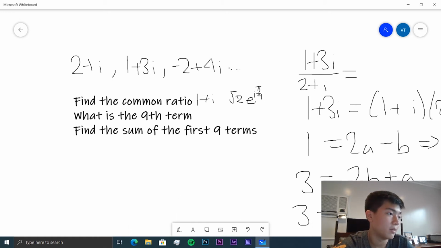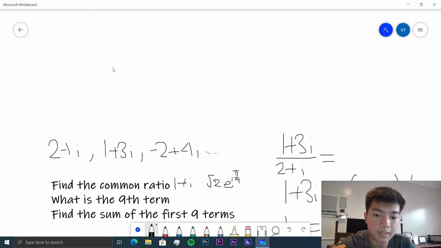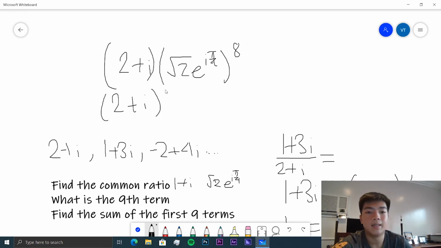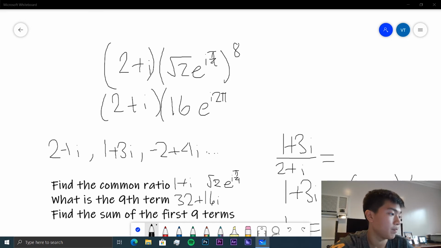Next, what is the ninth term of the sequence? So the ninth term of the sequence is equal to 2 plus i times square root 2 e to the i pi over 4 to the 8, which is equal to 2 plus i times 16 e to the i 2 pi, which is just 16. So the ninth term is equal to 16 times 2 plus i, 32 plus 16i.